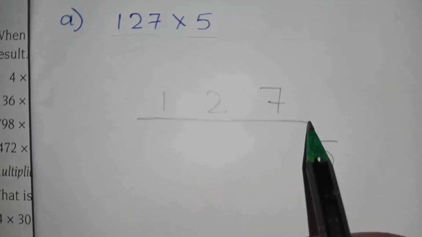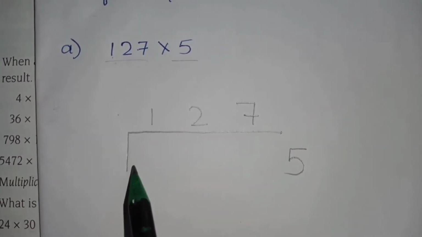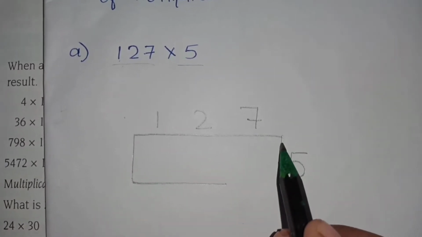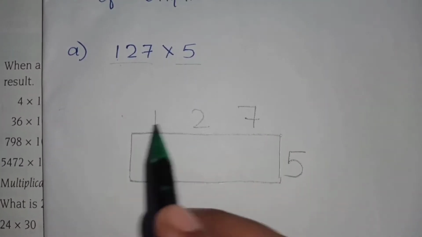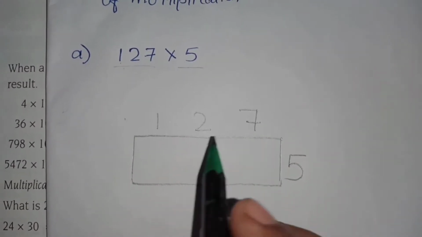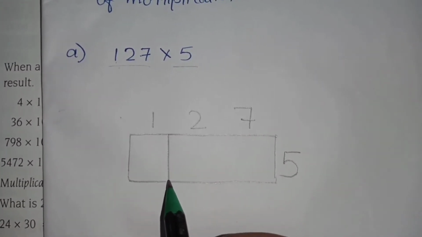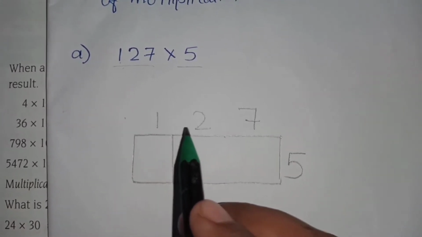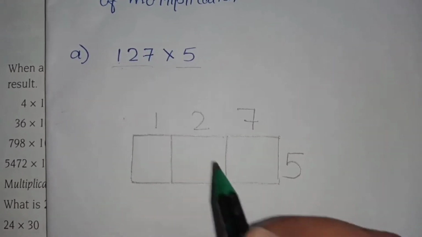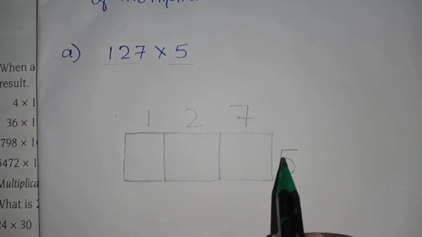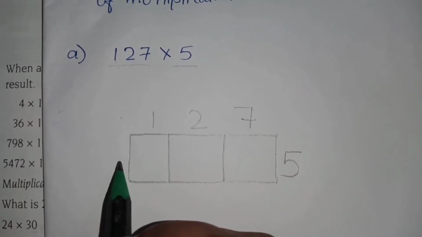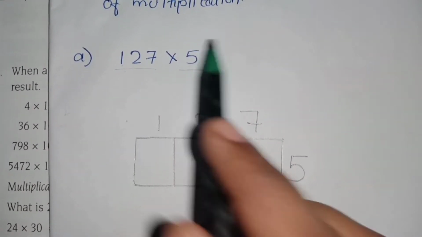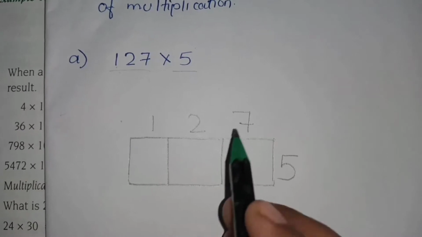Now you will make a box. See carefully. How many boxes you have to make depends on the multiplicand and the multiplier. The multiplicand you have to write on top, as we are going to form the columns. So this is called the column and this one is called the row. Here only one row is there because we are going to multiply with one digit, so one row and three columns are there.